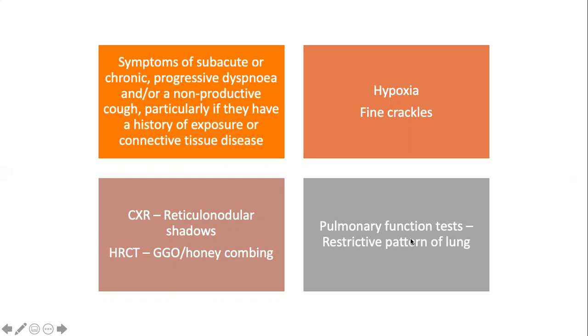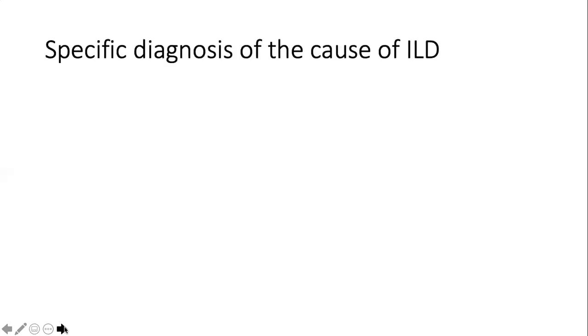The pulmonary function tests are not useful to distinguish between the different types of interstitial lung disease, but they will all show a restrictive pattern of lung disease, and that is useful to confirm that there is in fact an interstitial lung disease that is going on, but it doesn't help to identify what the specific interstitial lung disease is. So what is useful to come to a specific diagnosis of the cause?